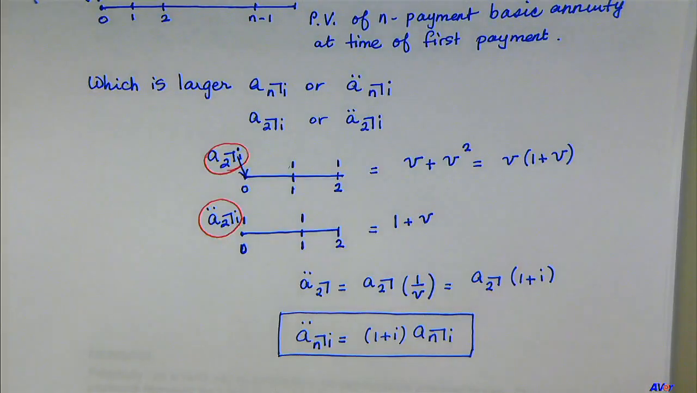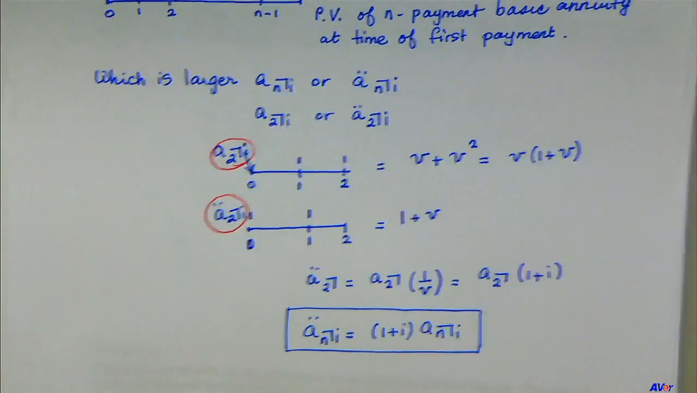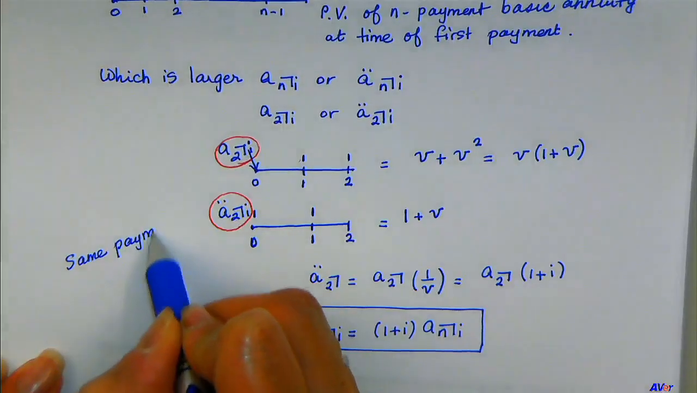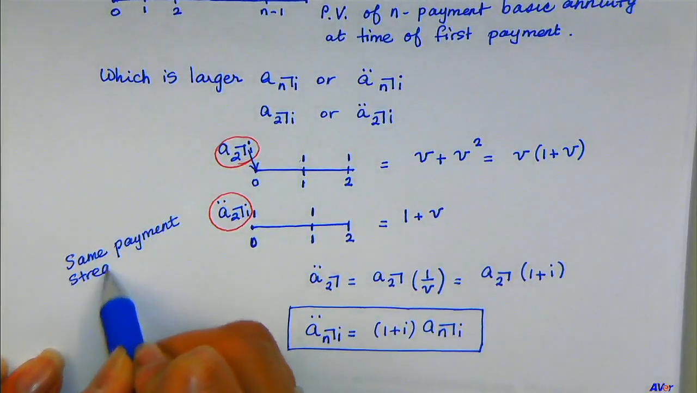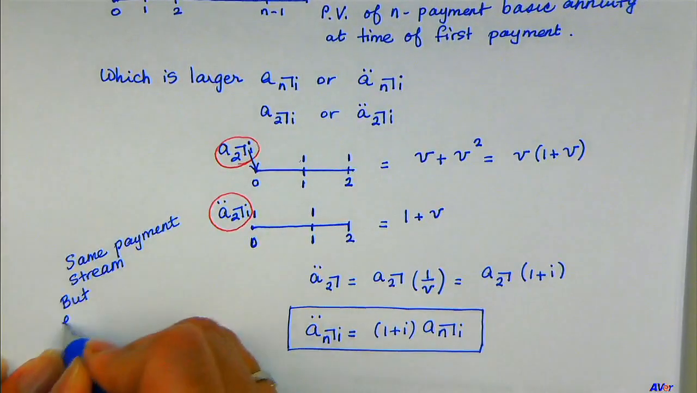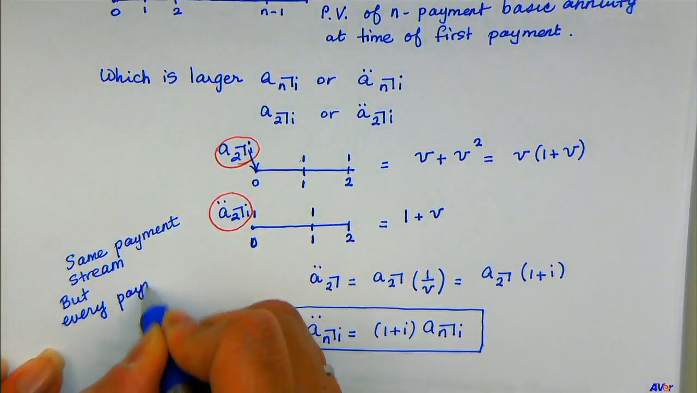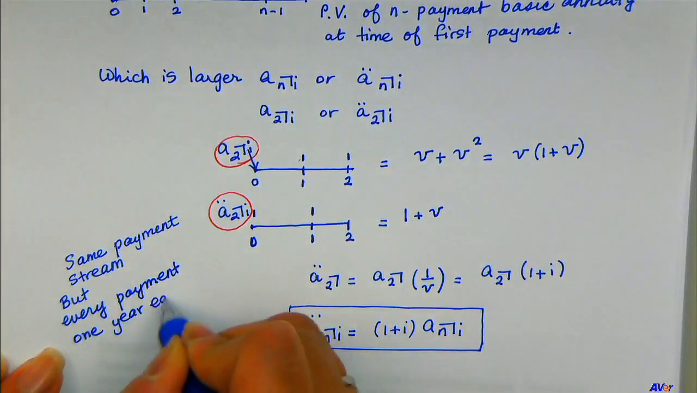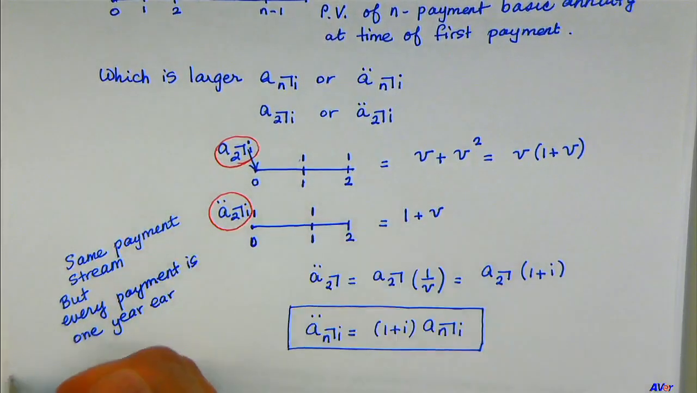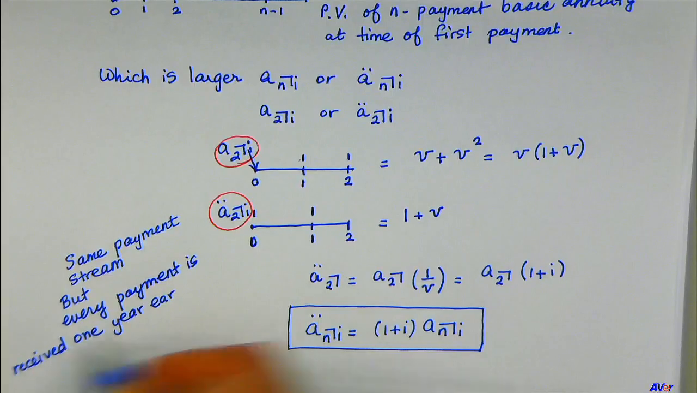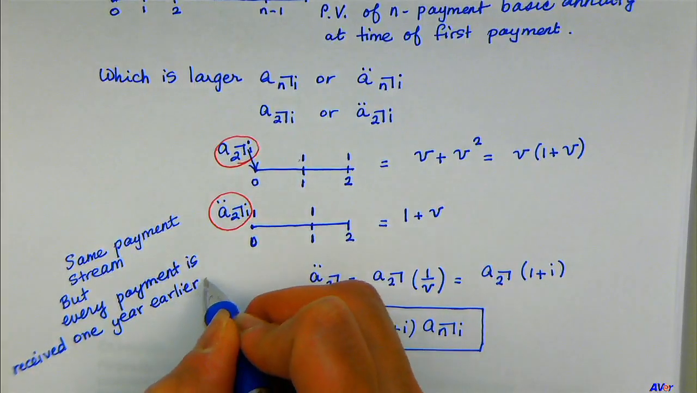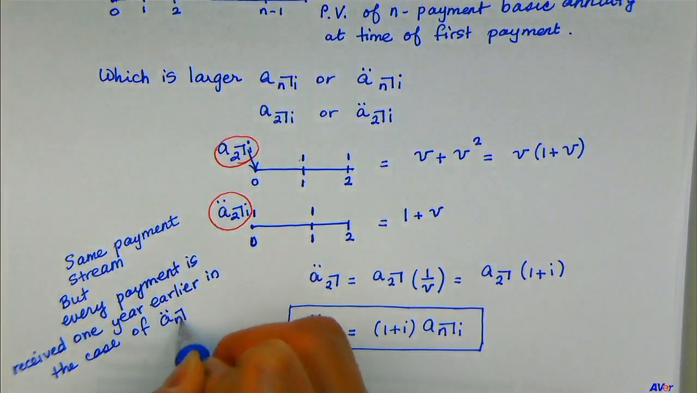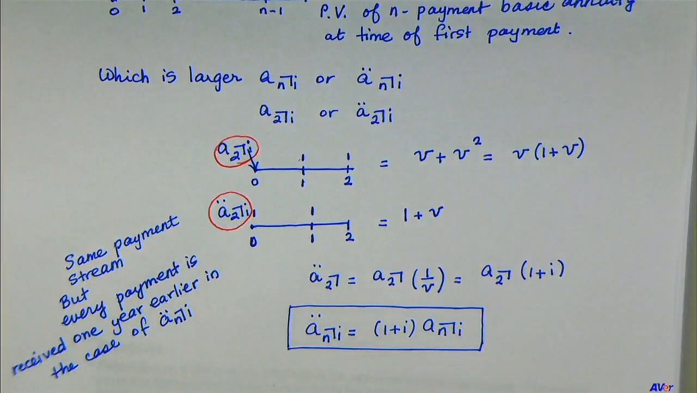Okay. So I guess we should write that, right? It's the same payment stream, but every payment is received 1 year earlier in the case of A double dot angle n I. Get it or no?